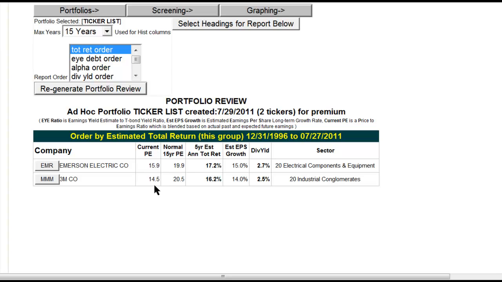3M Corporation has a current PE of 14.5. Its historical normal PE has been 20. It has a 5-year estimated total return of 16.2% based on a 14% consensus estimate of earnings growth. And it offers a dividend yield of 2.5%.